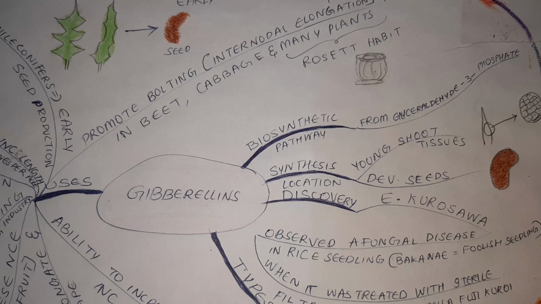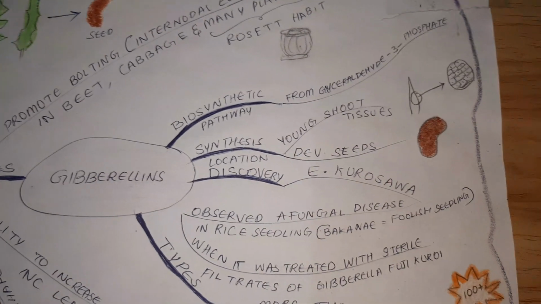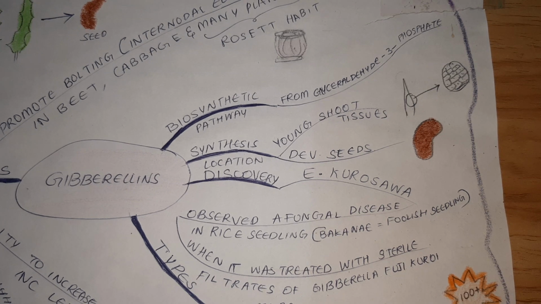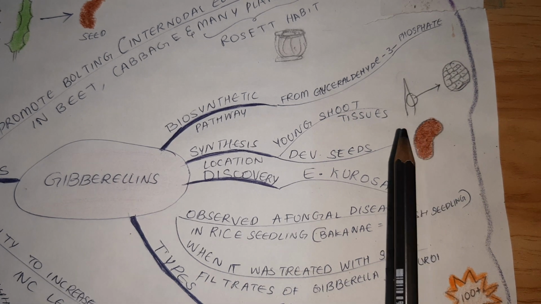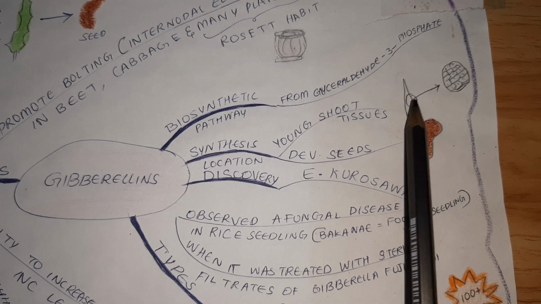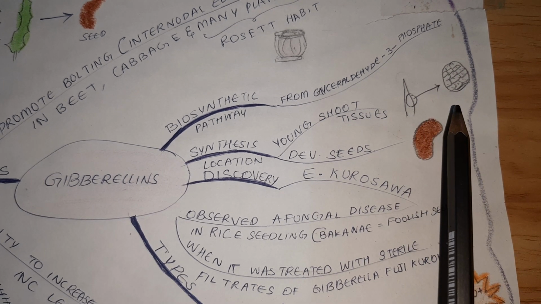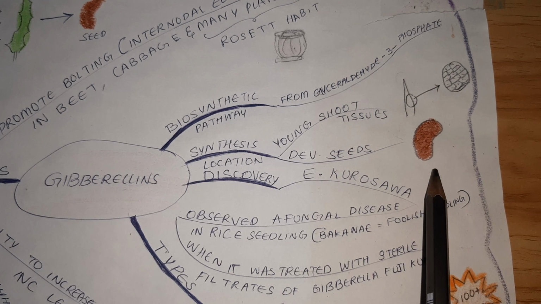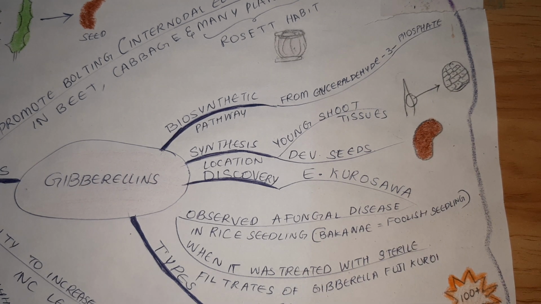Let's talk about its biosynthetic pathway, where it was synthesized. What is the synthesis of gibberellins? It is obtained from glyceraldehyde 3-phosphate. The synthesis location in a plant body, where can you see gibberellins being synthesized? In the young shoot tissues. If you look at this shoot, this is a young shoot, and in the tissues of that shoot, that means the stem, you can see the synthesis of gibberellins. And also in developing seeds, you can see that gibberellin hormone is being synthesized.